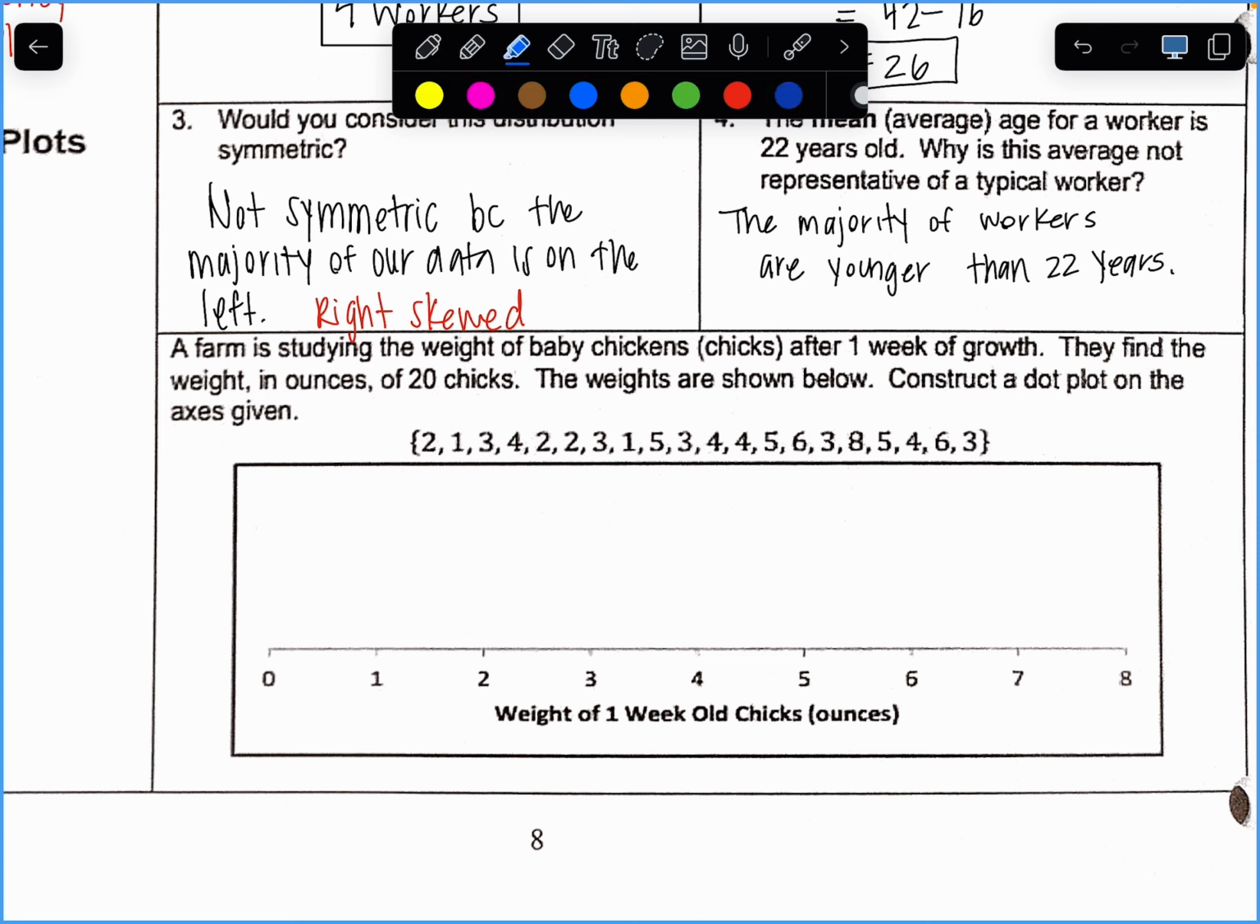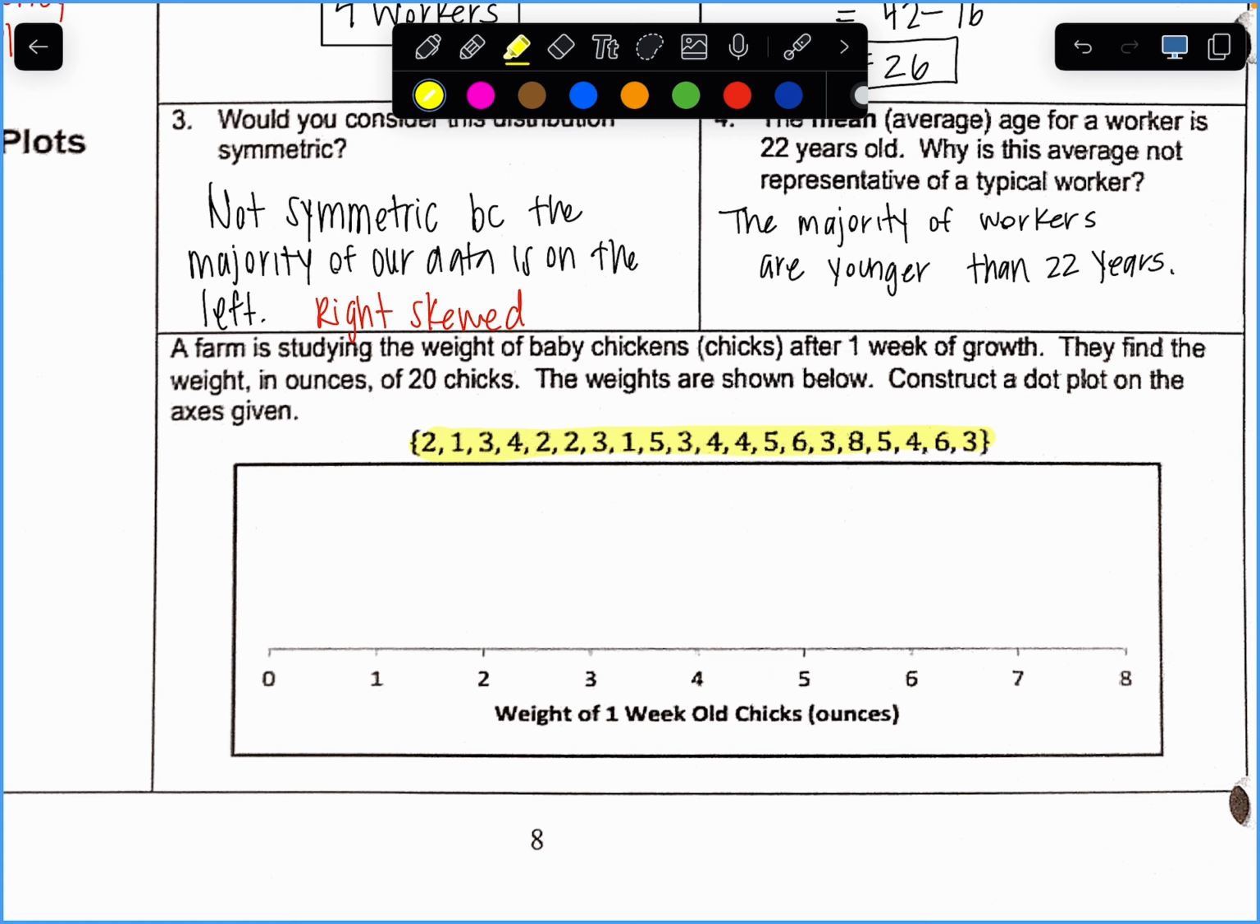So they give you the list. So here's the list. They collected data, right? They got 20 chicks. They weighed them. They put them on the scale. And they're like, okay, this is what I found. Can you tell me or visually represent this list using a frequency plot?